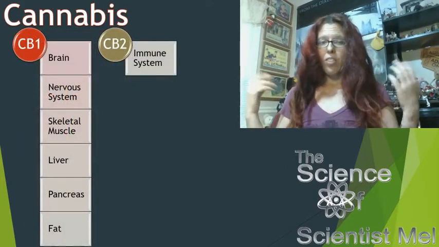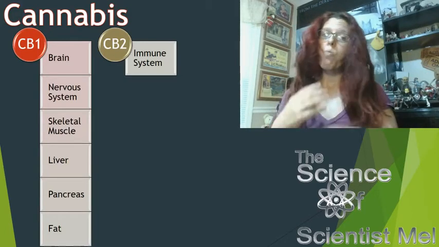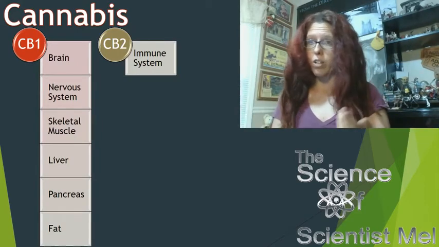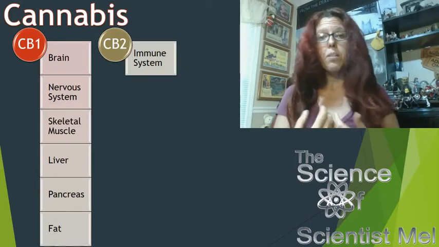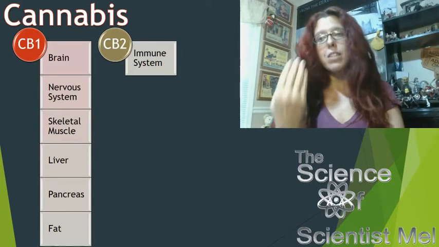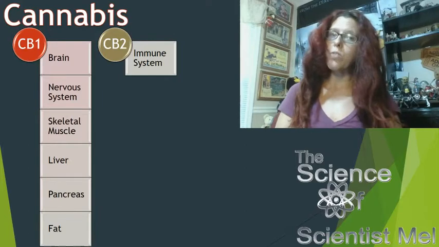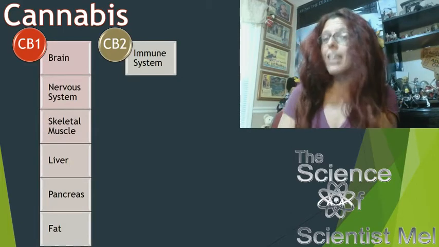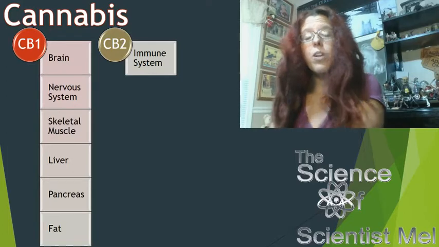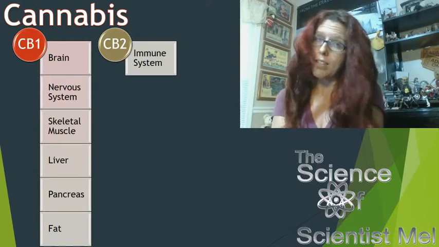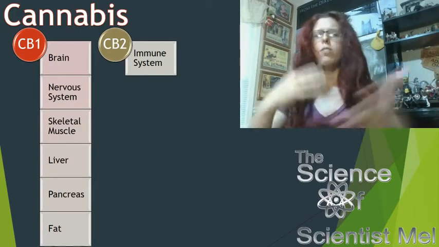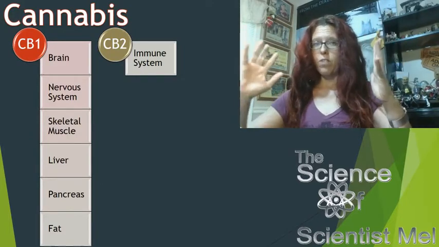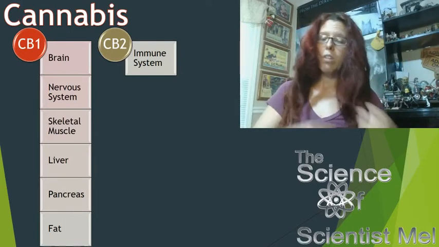If we look at the amount of receptors and where we find those antennae that stick out on the outside of cells, which initiate cellular responses that make us feel certain things if we intake some cannabis, whether orally or smoking it: the highest concentration of CB1 receptors is found primarily in the brain, the nervous system, skeletal muscle, liver, pancreas, and also fat cells. CB2 we find highly expressed in the immune system. So if I'm taking cannabis, the parts of my body affected are largely the brain, because we feel things, the nervous system, skeletal muscle, and all of these different tissues and organs.